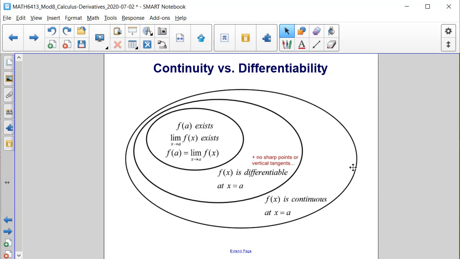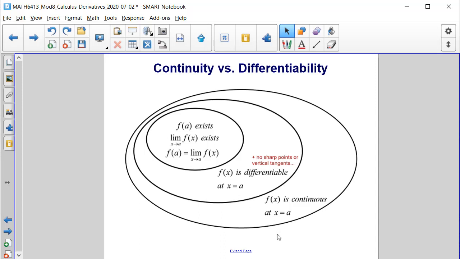This slide shows a Venn diagram that explains continuity versus differentiability. If f of a exists, the limit as x approaches a of f of x exists, and f of a is equal to the limit as x approaches a of f of x, then f of x is continuous at a. And if f of x is differentiable at x equals a, then f of x is continuous at a.